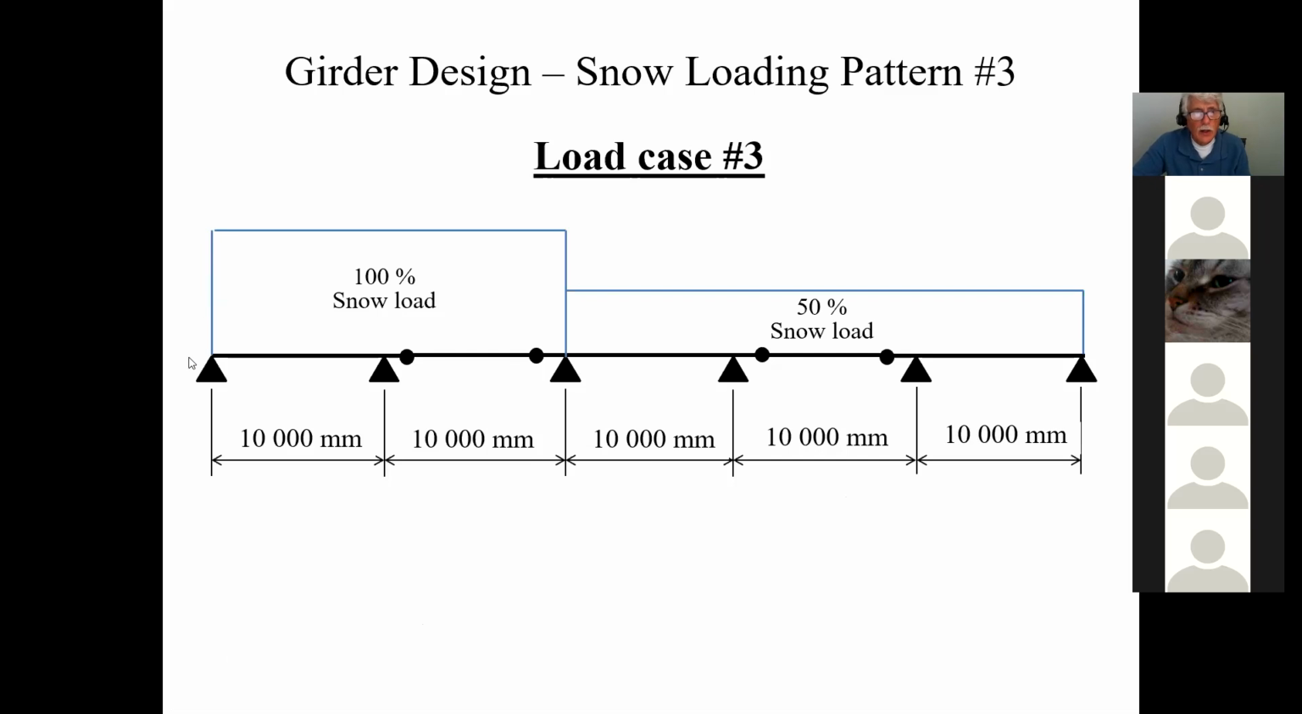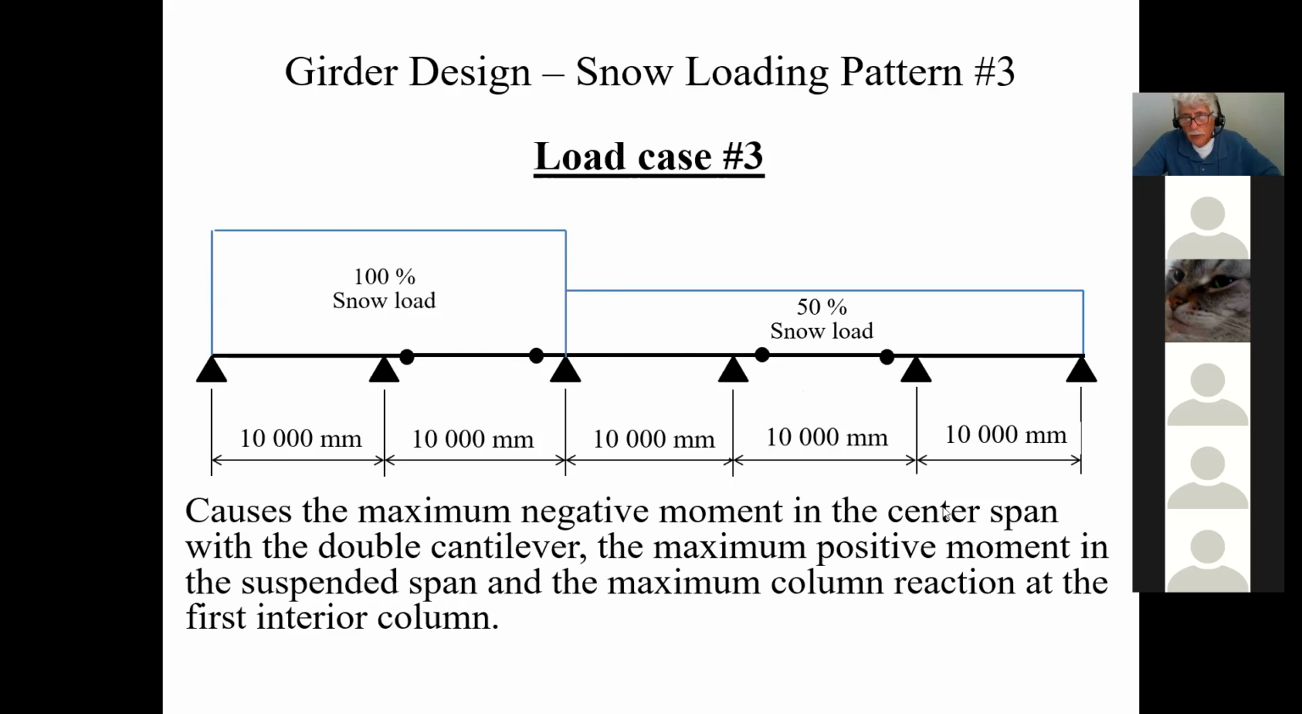Now, number 3, you put 100% on the first span and on the second span, and then you put 50% on the rest. What this is going to create is the maximum negative moment in the center span. So it's going to give you the maximum negative moment here, and the maximum positive moment for the suspended. So this one's going to give you the maximum positive moment to design this beam here. It's going to give you the maximum negative moment to design this beam here. And of course, the maximum column reaction of the interior column. That's going to give you the biggest CF value that you have here. So that's going to be from load case number 3.